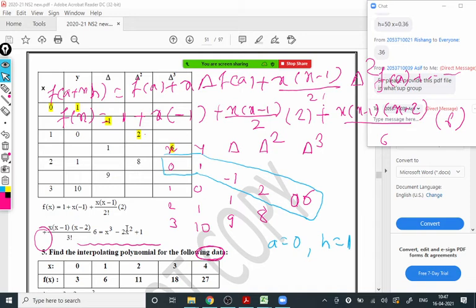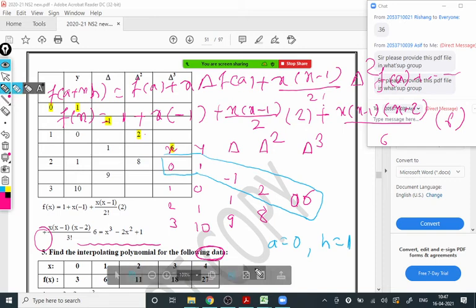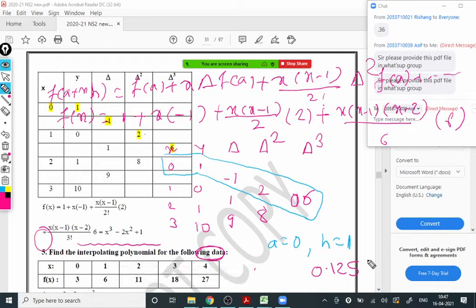Sir, what is the answer of this question? You can check it now. 0.5 cube minus 2 into 0.5 square plus 1. So that will be the answer. What is 0.5 cube? 0.125. 0.5 square is 0.25, into 2. Is it minus 0.50?